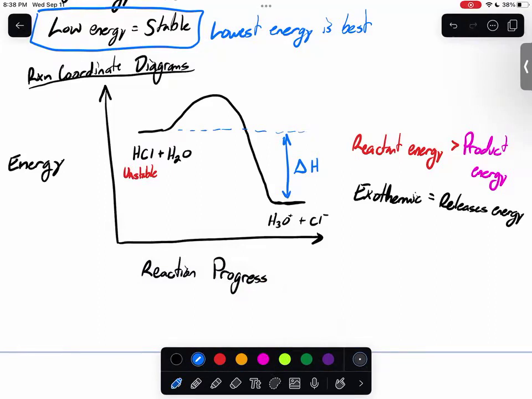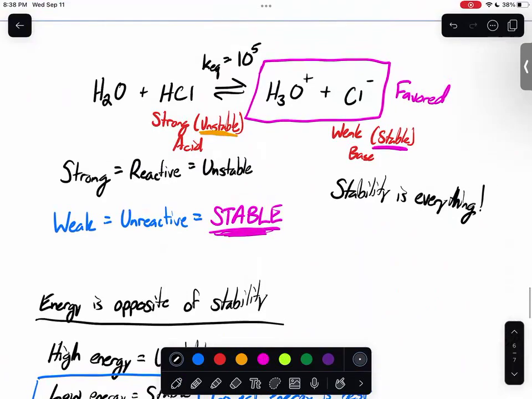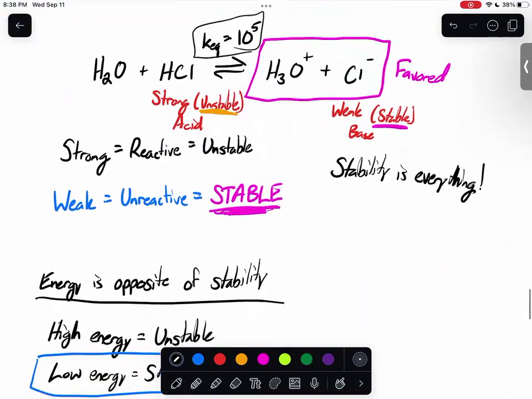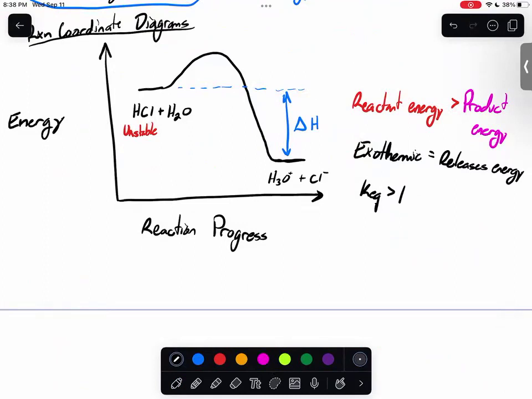The other thing this tells us with all exothermic reactions is that the KEQ is greater than 1, right? Because if our products are lower in energy, that means they're going to be more favored. So that means our KEQ is greater than 1. And we knew that our KEQ was greater than 1 beforehand because we had already talked about it up here. It is 10 to the fifth. All right. So anytime you see exothermic, think that KEQ greater than 1 is also the same as saying something is exothermic. All right. This is all related to something we call thermodynamics.